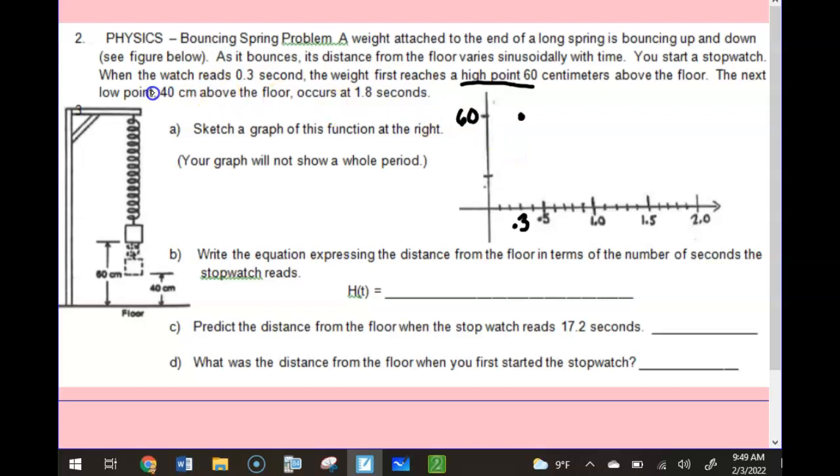The next low point, which is 40 centimeters above. So the low is 40. So sometime we get down to 40. I know my scale is kind of wonky, but okay. The low occurs at 1.8 seconds. So 1.8, we're at the low of 40. Is that a whole period? Okay, if you went from the max to the min, that's not a whole period, right? You would have to keep going.